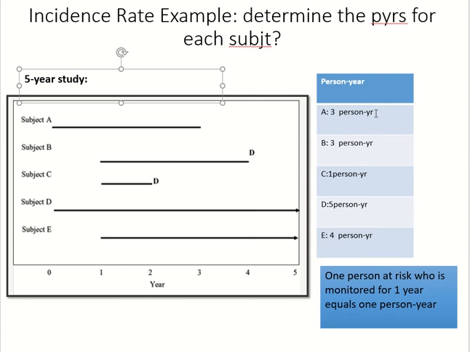participates for 3 person-years. Subject B also 3 person-years, from year 1 to year 4, 3 years, 3 person-years. Subject C 1 person-year. Subject D 5 person-years, and subject E 4 person-years. Knowing that, now that we know how many person-years everybody contributed, now you can add up the person-years. So 3, 3, and 3 and 1 and 5 and 4, that's a total of 16 person-years.